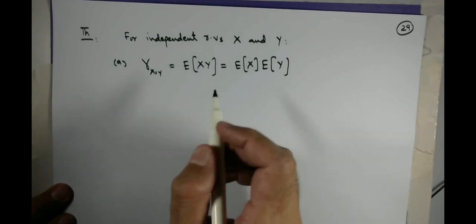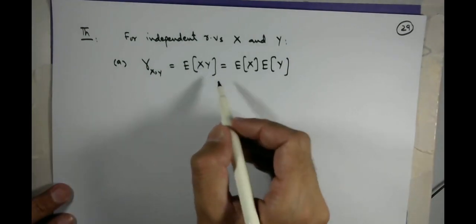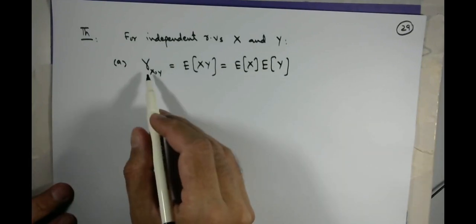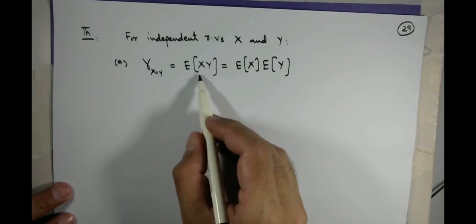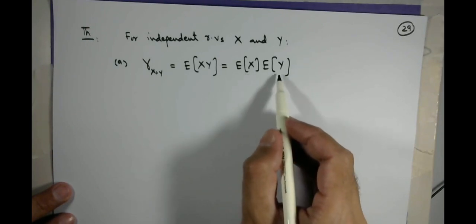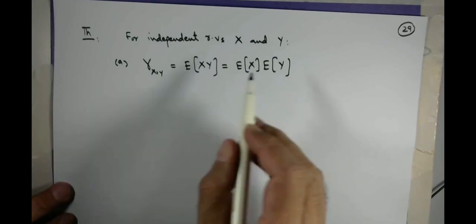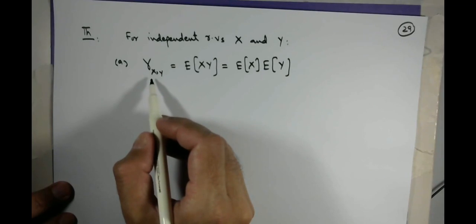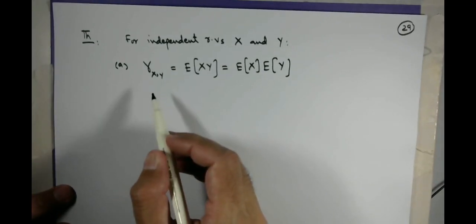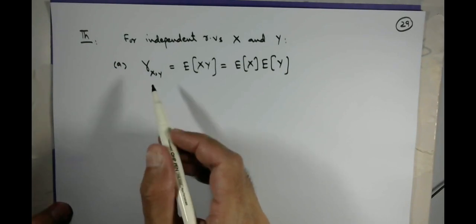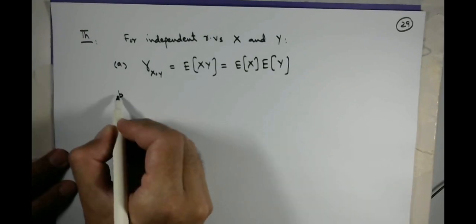But you see, if x and y are independent, the correlation can be simply written as the product of the expectations. So to find the correlation, you do not need to utilize the joint distribution of x and y. You can simply use the individual marginal distribution of x, marginal distribution of y, and then find the corresponding expectations, and that will give you the correlation between the two. But this is true for the case of independent random variables. So you see, when random variables are independent, it simplifies our mathematical analysis.